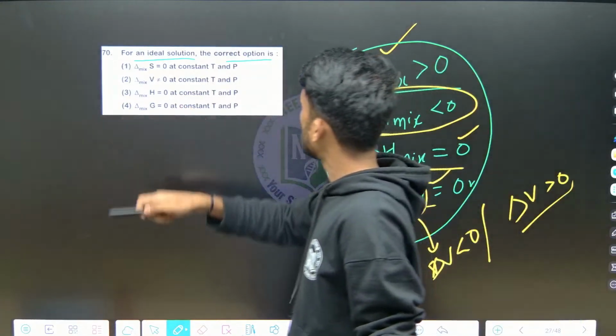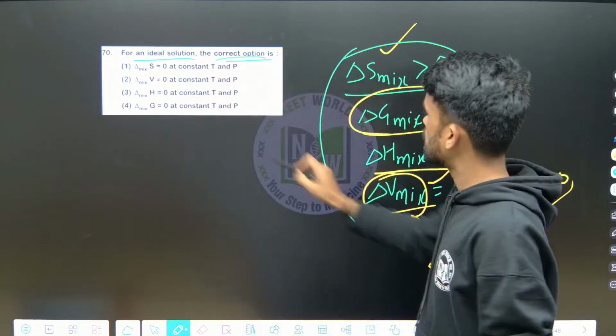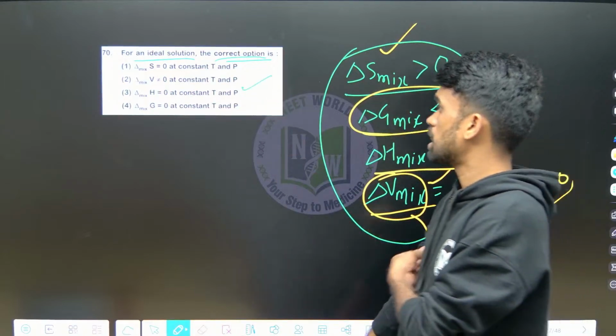So look here, they are asking for the correct option. For an ideal solution, delta H mix will be 0, the enthalpy change will be 0.